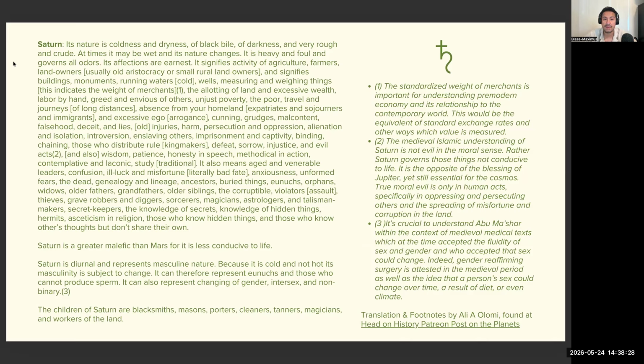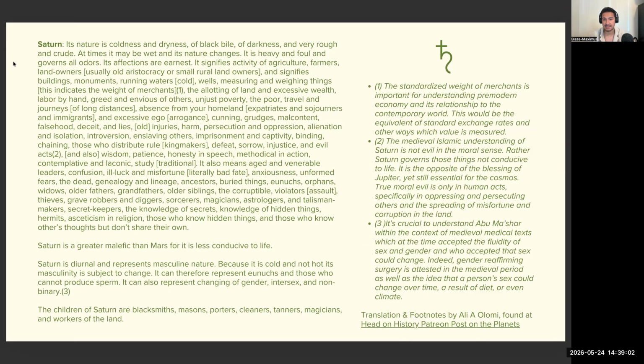Excessive ego. So having arrogance, but being cunning, holding grudges, having malcontent. Any sort of falsehood, deceit, and betrayal. Also betrayal is a big one for Saturn too. And lies. It represents all sort of old injuries, also chronic illnesses for that reason too. It represents harm and persecution and oppression. It represents alienation and isolation, introversion and enslaving others, imprisonment and captivity, binding, chaining. It's also those who distribute rule, such as kingmakers.